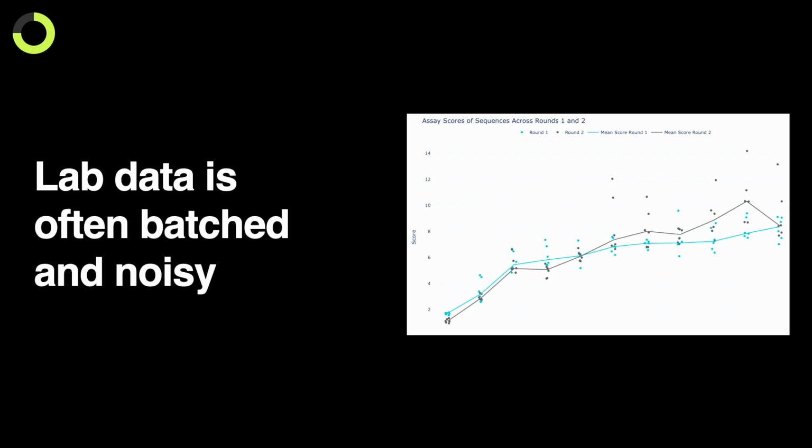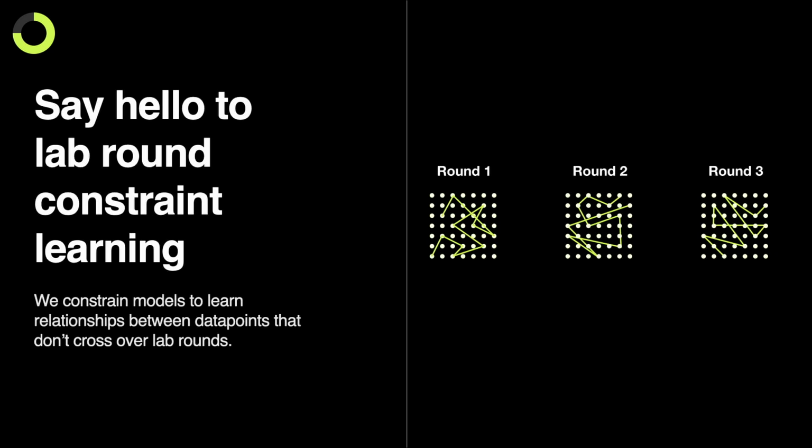And you can first see that we have a lot of replicas. Second, we can see that rounds do not align with each other. And third, that it is kind of a noisy process. So we decided to only require sequence sets to be consistent within a round. So one round needs to be consistent, at least in its ranking. And we call this lab round constraint training.